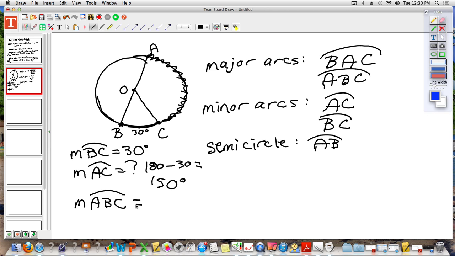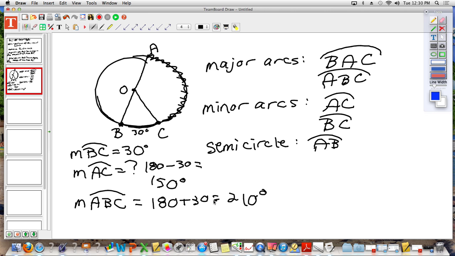Very good. So what is the measure of arc ABC? 180 degrees plus another 30 degrees, which would get 210 degrees. So we have 180 plus 30 is equal to 210 degrees. Okay?